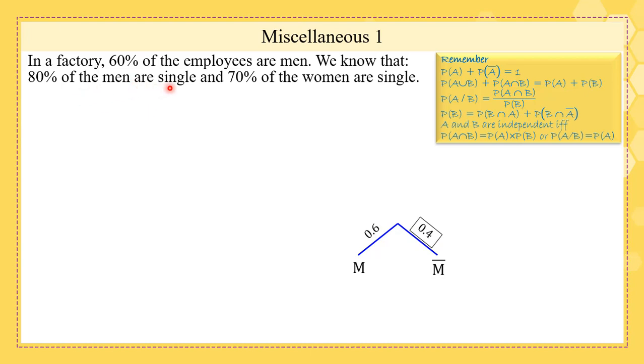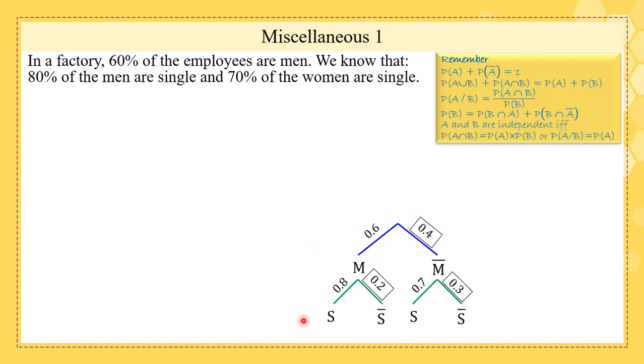80% of the men are single, not 80% of the employees, 80% of the men are single. So these are the men, 80% are single. Consequently, I can state that 20% are not single. They could be married, widowed, and so on. And 70% of the women are single. So 0.7 of the women are single, consequently 0.3 are not single. In fact, this is called a probability tree.